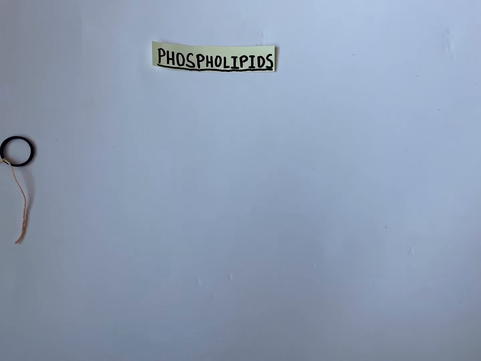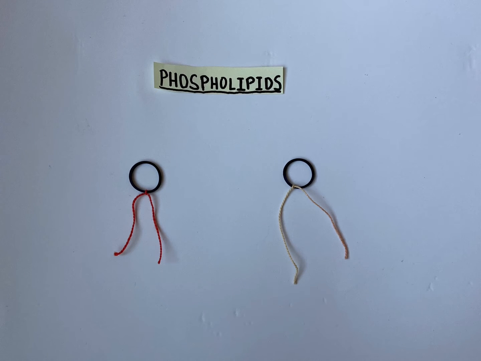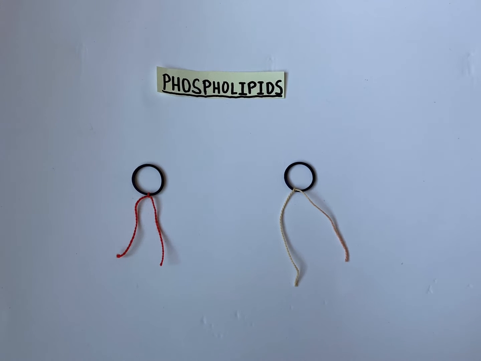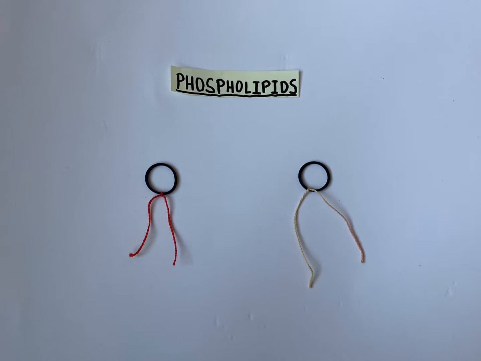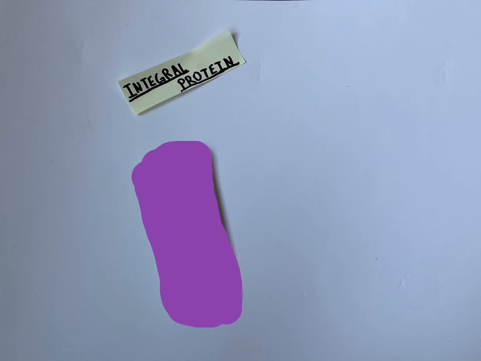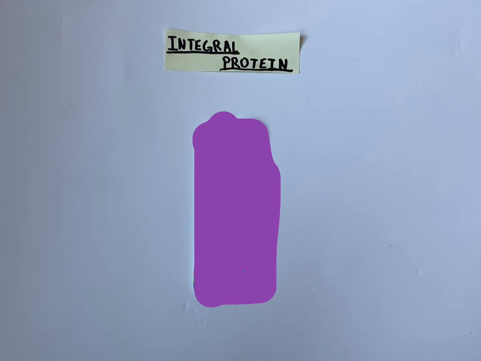First up, we have phospholipids, and as you may guess from its name, it's a type of lipid that has a hydrophilic head and hydrophobic tail. Next, I have the integral protein, which is embedded in the plasma membrane and has a range of important functions, such as channeling or transporting molecules across the membrane.